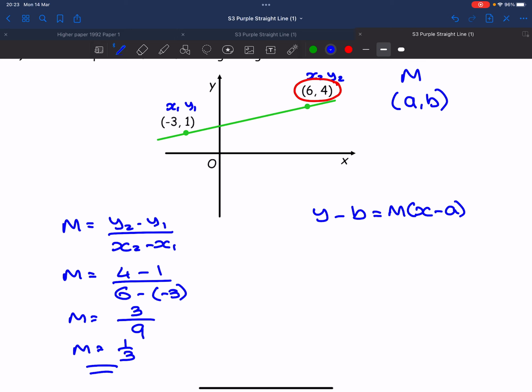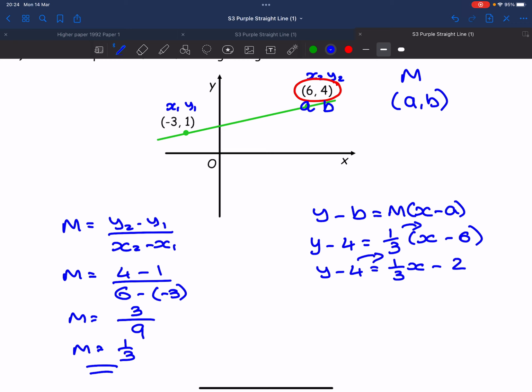Okay? So let's go ahead and sub those values in. So that's going to be the A value, 6 is the A value, and 4 is the B value. So it's going to be y minus 4 is equal to the third bracket x minus 6. And then all I want to do is just run the third through the bracket. So I get y minus 4 is equal to a third x take away, and a third times 6 is going to give me 2.